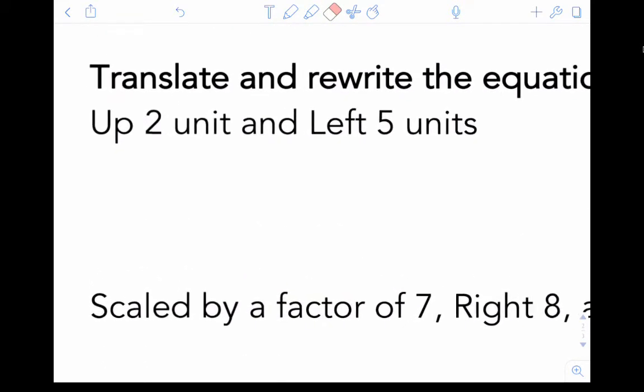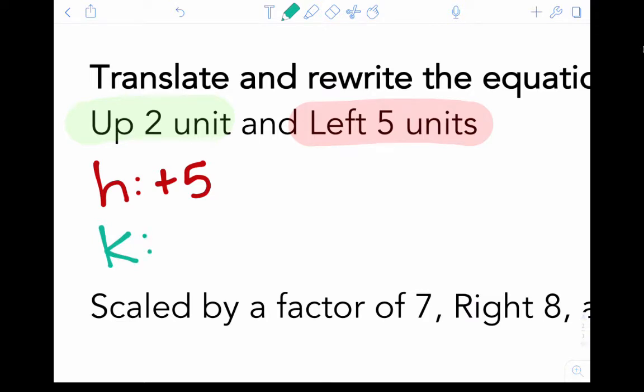So with y equals x squared, we're going up 2 units and left 5 units. So let's think about h first. H is left to right, so I'm looking at this change right here. Make sure you're really paying attention to your left and right and up and down. If it's going left 5 units, then that means it's increasing by 5. Next, I have my k. K is talking about up and down. If it's going up 2 units, then it's increasing by 2.